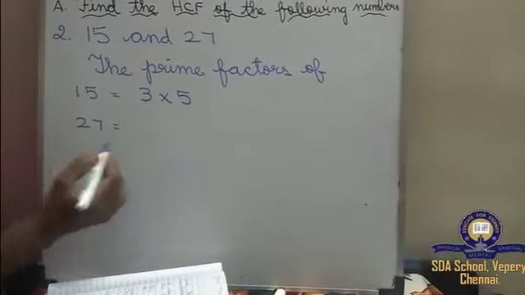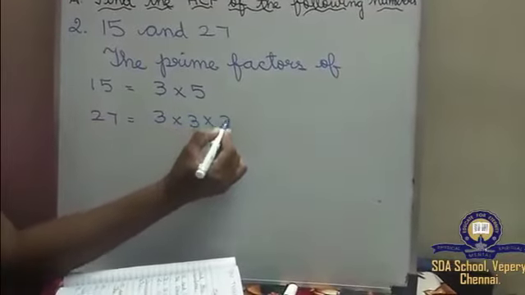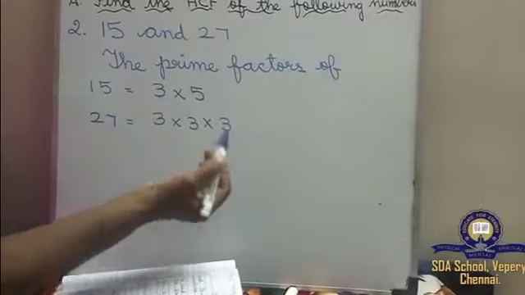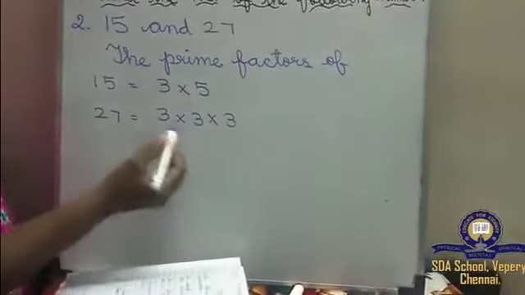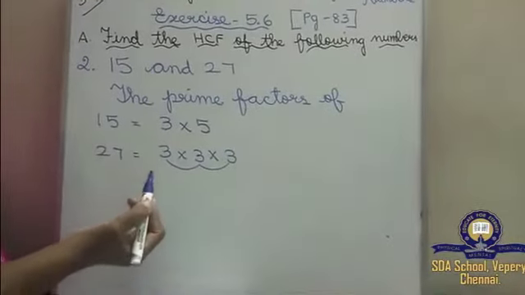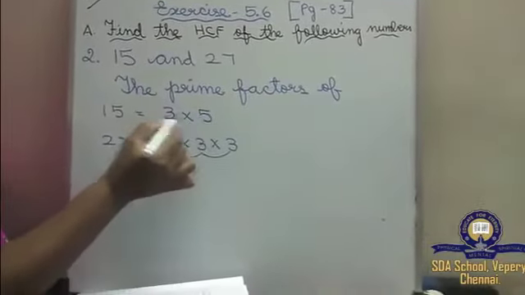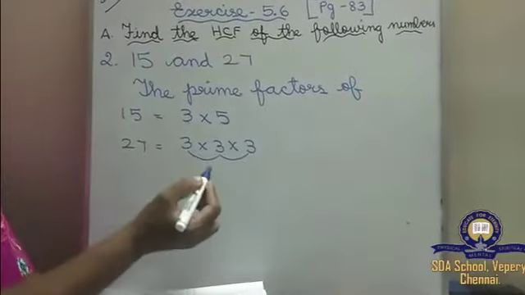So 27, how does it go? See, 3 into 3 into 3. Because we can't put 9. 9 is not a prime factor. 9 3s are 27, we can't put that. So only 3 3s are 9, 9 3s are 27. Understood children? Here, 3 5. Because here 5 is the prime factor, so I have written 5. Understood children? So we have to find out like this only.